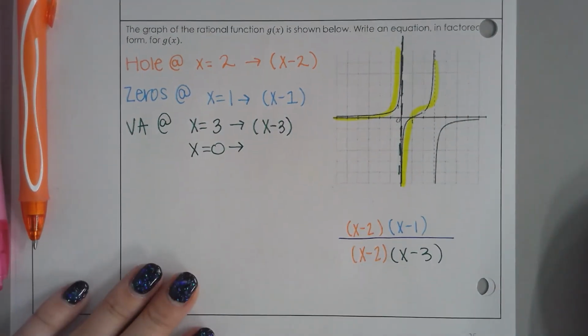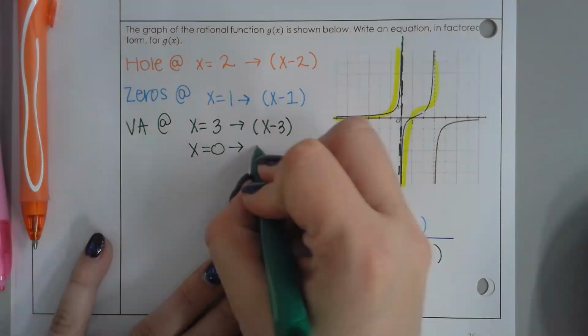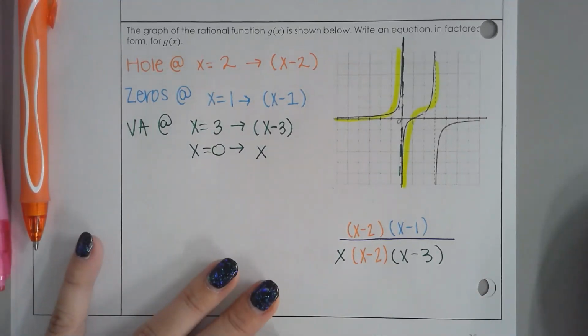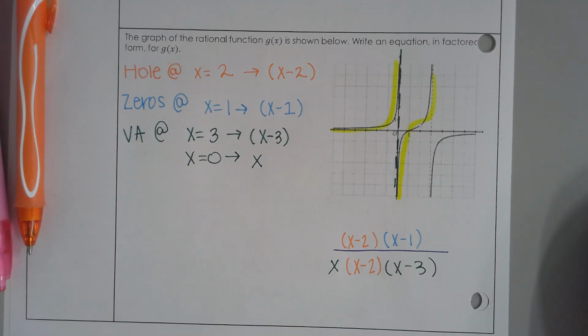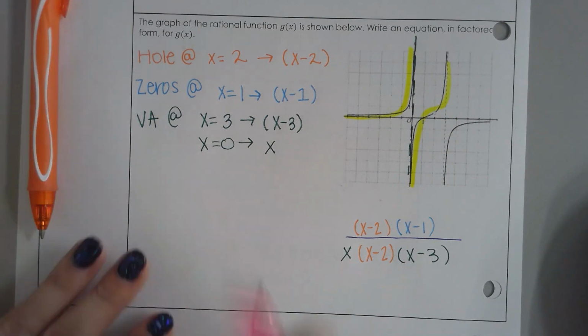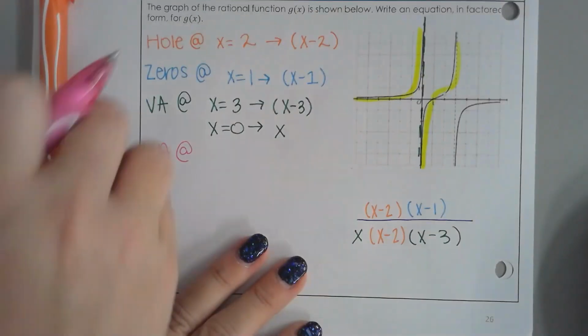It's just harder to see. So your factor is just x, and we usually put that in the front. If you have just x, you don't write x plus 0, you just write x, and we put it in the front. Okay. Horizontal asymptote. Do we have any horizontal asymptotes?